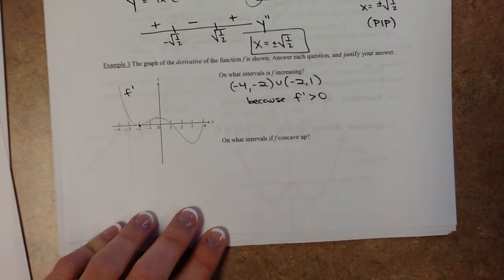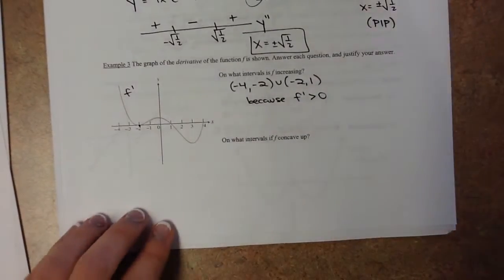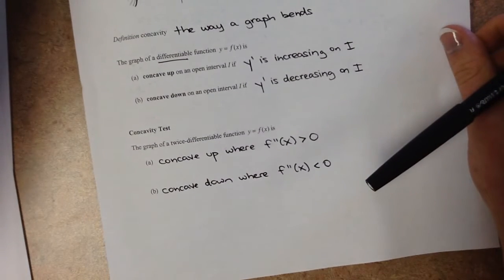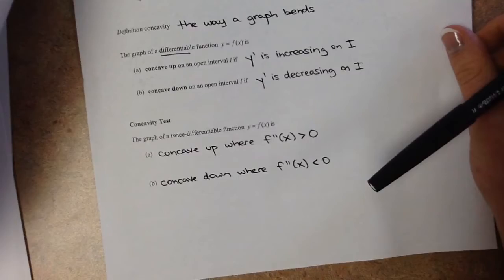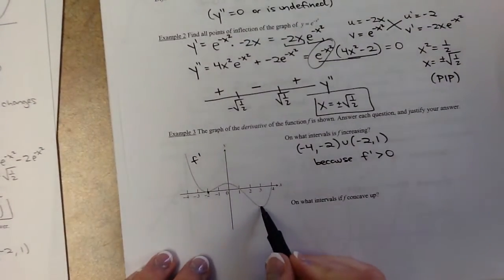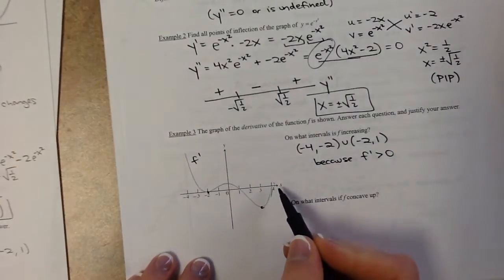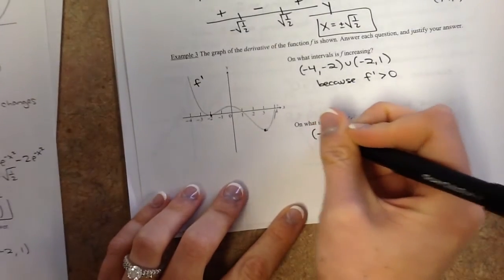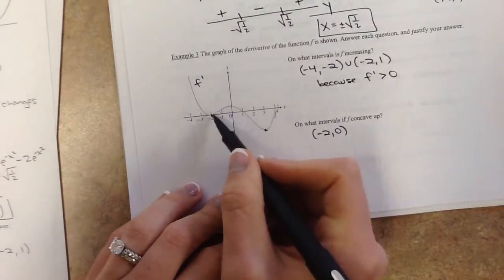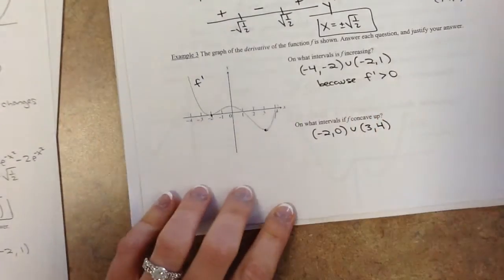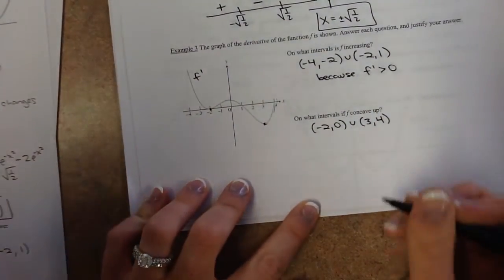When is f concave up? Well, as we wrote on the previous page, f is concave up whenever f prime is increasing. So f prime is increasing starting here and then just up to 4. And then we also have a point right here. So concave up from -2 to 0, that's this little part right here, and then from 3 to 4. And again, the reason is because f prime is increasing.